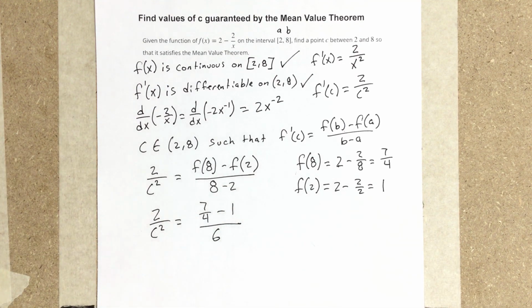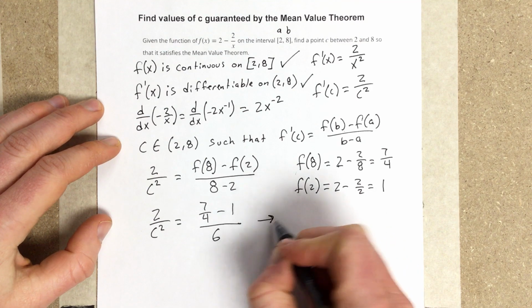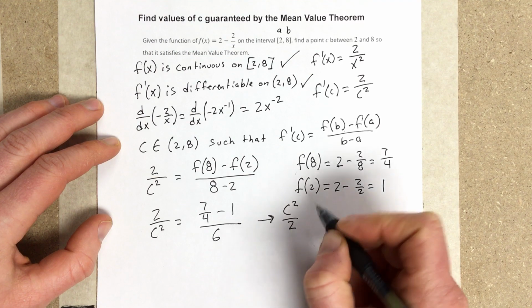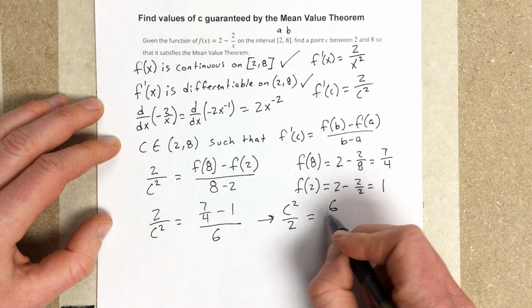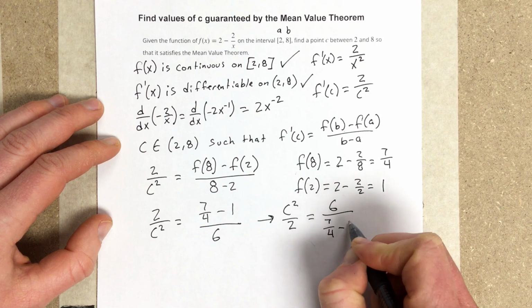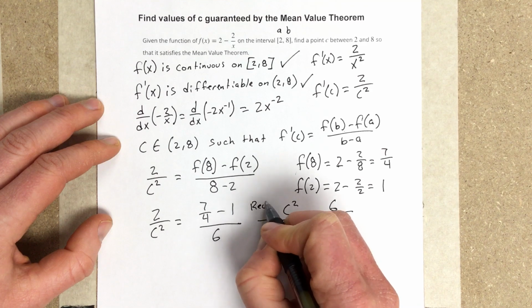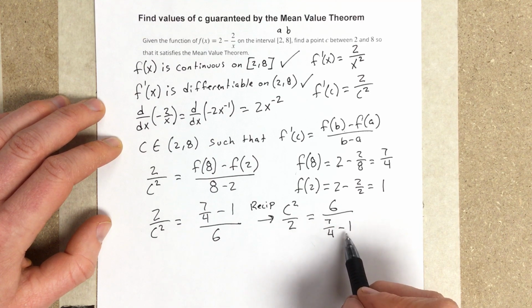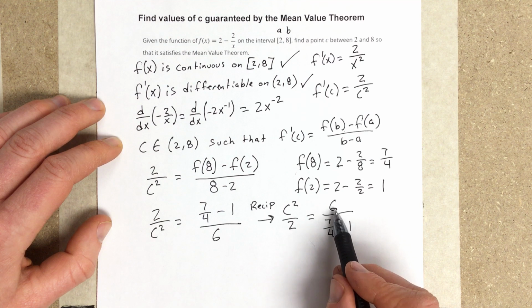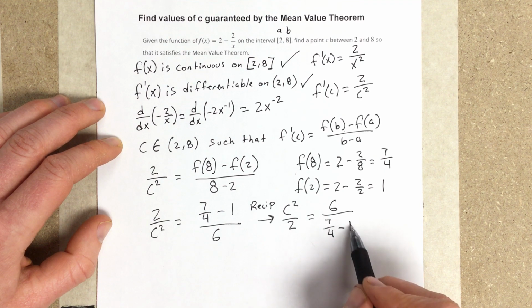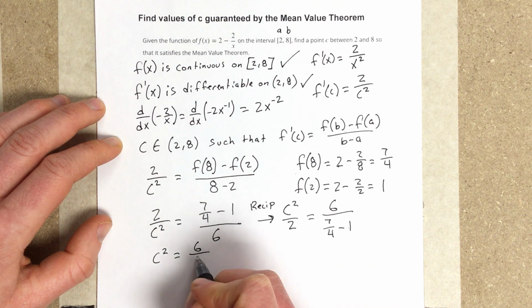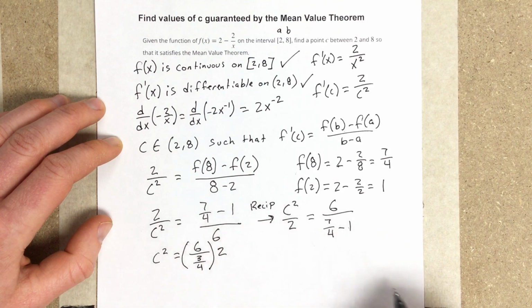So now I want to start solving this. I'll rewrite this real quick. Let's take the reciprocal of the left side. That would be c squared over 2. And we'll take the reciprocal of the right side, which would be 6 over 7 over 4 minus 1. So we're just going to say reciprocal. And then I can multiply by 2 on this side. When I subtract 1 here, 7 over 4 minus 4 over 4 is 3 over 4. So I get c squared is equal to 6 over 3 over 4, and then times 2 when I multiply it across.